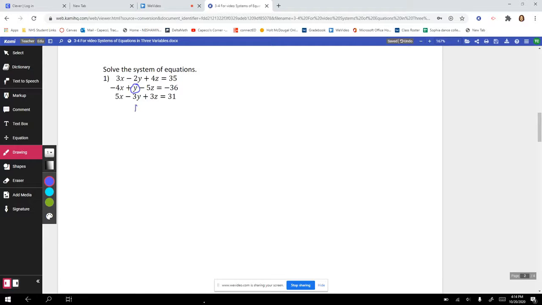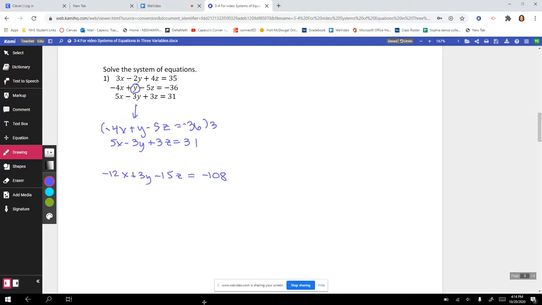Okay, so the first thing I'm going to do is rewrite that equation. And then I'm going to start with the equation below, 5x minus 3y plus 3z is equal to 31. So now how do I eliminate that y? Well, I'm going to multiply everything by 3. And I have negative 12x plus 3y minus 15z is equal to negative 108.